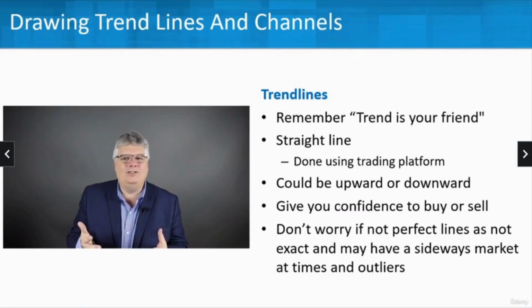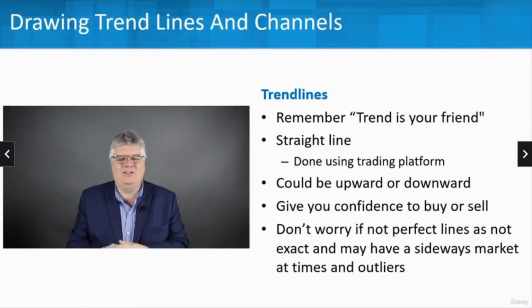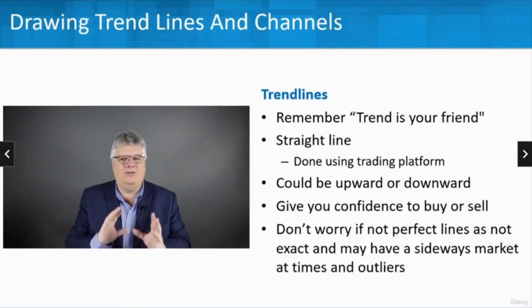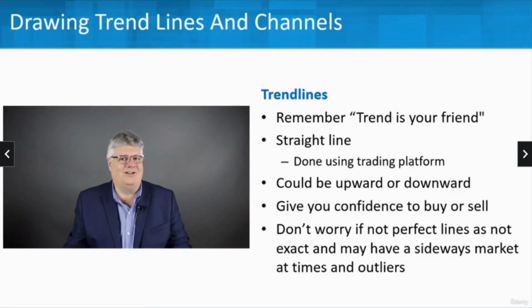And don't worry if your lines aren't perfect. They'll be nice straight lines because of the software, but where you place them will come with time, probably pretty quickly actually. And it's not always exact. The markets go sideways, things happen, there are outliers and noise that cause a price to go up or down. So trend lines are not always picture perfect, but they're going to be straight lines and they're going to help you with your trading decisions. So don't worry if your trend lines are not works of art.